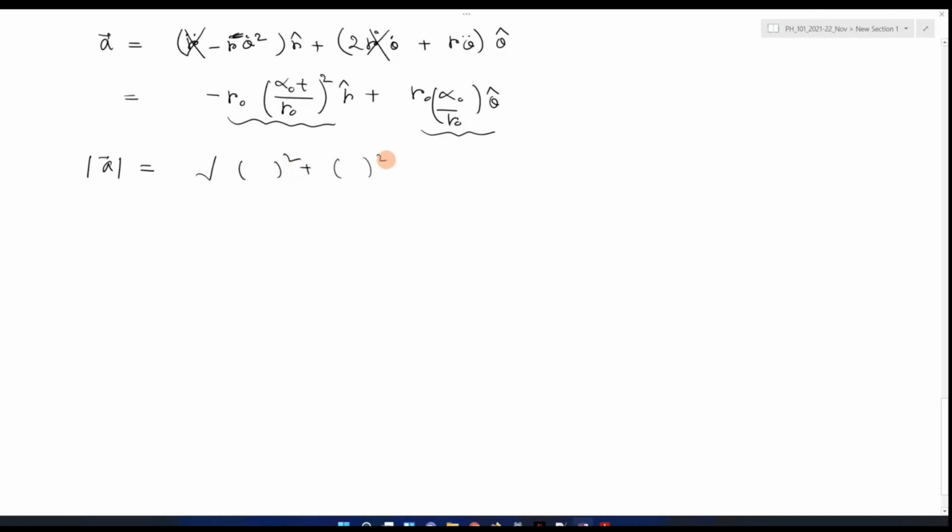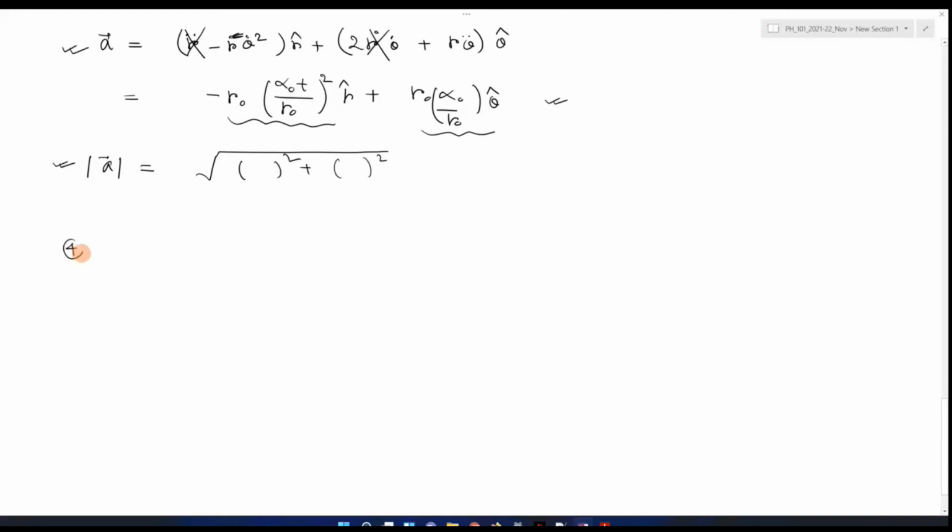So read the question carefully every time to see what you are supposed to find, acceleration or magnitude of acceleration, and then find accordingly. Suppose the question asks for the magnitude of acceleration and you have done only up to this, then your marks will be deducted. So be very careful while reading the question.